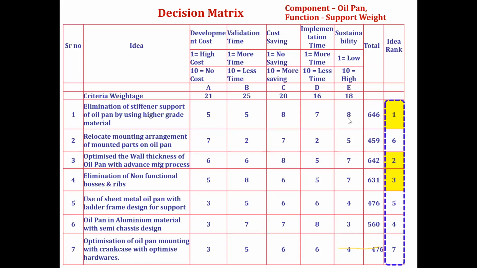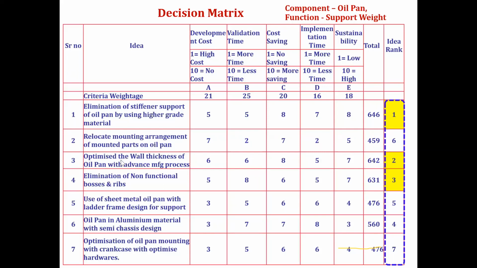So this is how you have to do the matrix. The decision matrix here indicates you need to decide with respect to the paired comparison you got in the last slide. So similarly, 21 into 7 plus 25 into 2 plus 20 into 7 plus 10 into 2 plus 18 into 5. Put together, you get 459 points for this idea of relocating the mounting arrangement of the mounted parts of the oil pan.